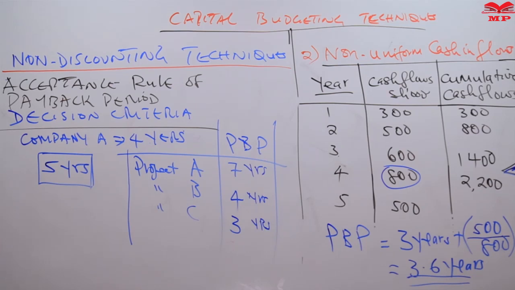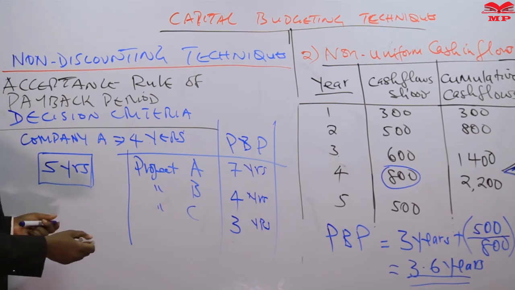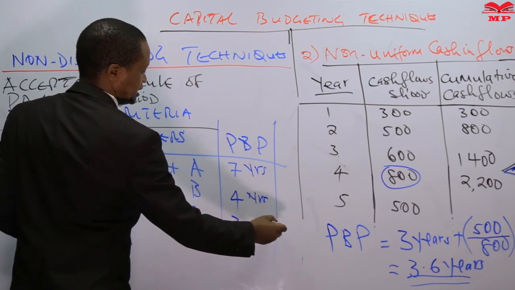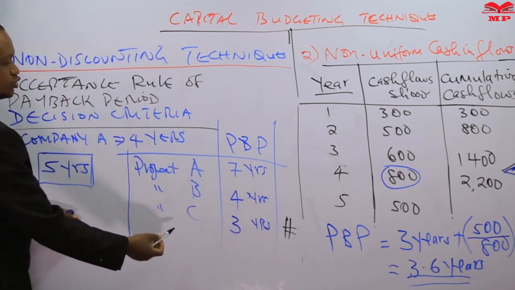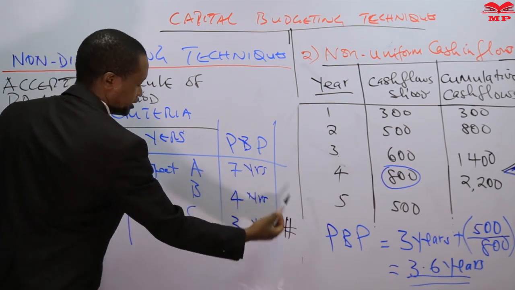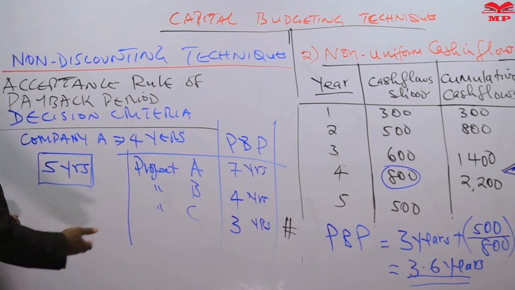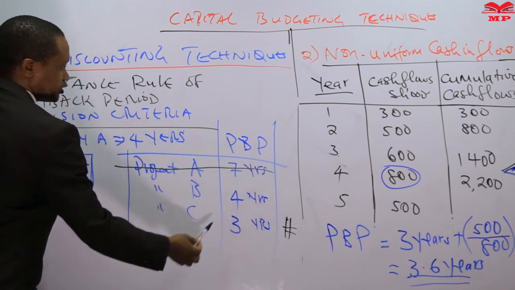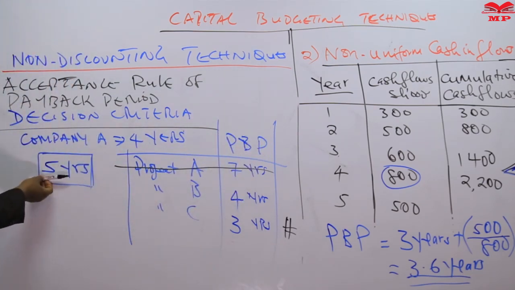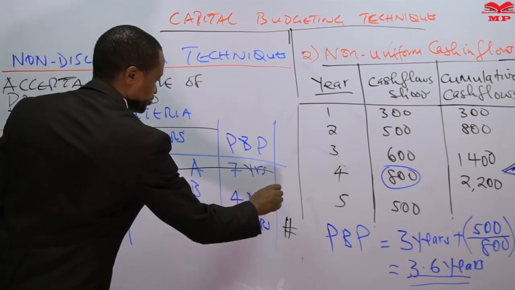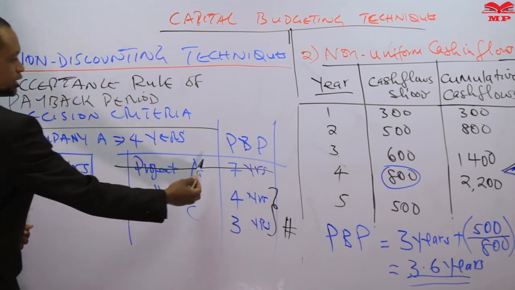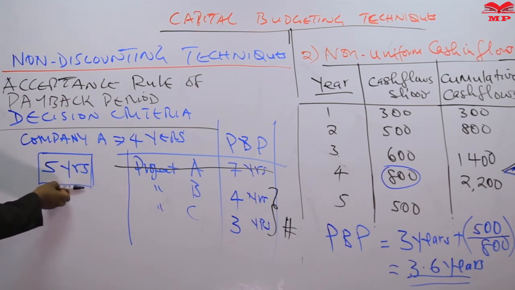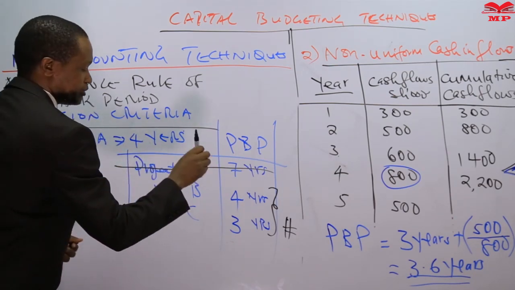So in this case, the project that should be undertaken should be project C. Project C should be undertaken because it has the lowest payback period. Because on the face value, project A, with 7 years, you should not even consider it because the payback period is way beyond the 5 years. Okay, because this is the benchmark. The only projects that should be considered are projects B and C. Why? Because the payback period is lower than the term limit of the loan. So the criteria here is you select the project with the shortest payback period.